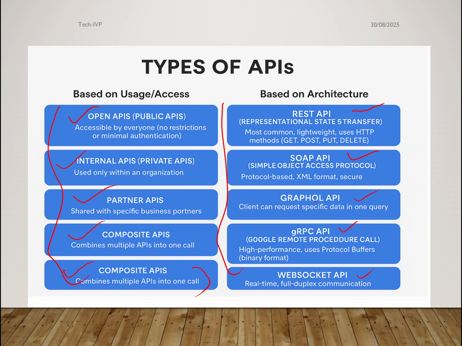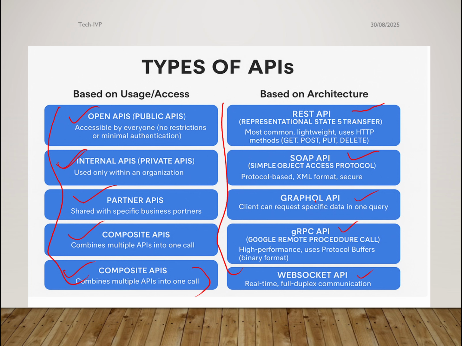Internal API: suppose we are using Google Pay, and XYZ company also wants UPI using Google Pay. Then Google will sell this API to the XYZ company. Partner API means we can share this API with XYZ. Suppose Google Maps shared some API with MMI, or MMI shared some API with Google Maps. Both companies combined to build some API. Composite API means you call one API, and behind it, it calls multiple APIs.